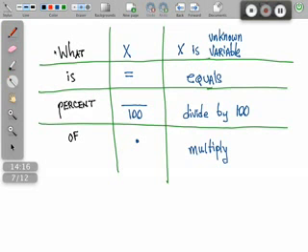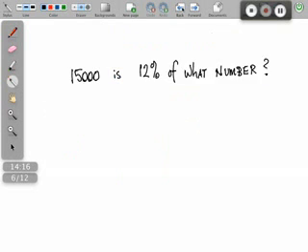For all of these, when I see the word what, I'm going to think of the variable x. When I see the word is, I'm going to think of the equal sign. The word percent simply means divide by 100, and the word of means multiply. Let's go back and translate those.